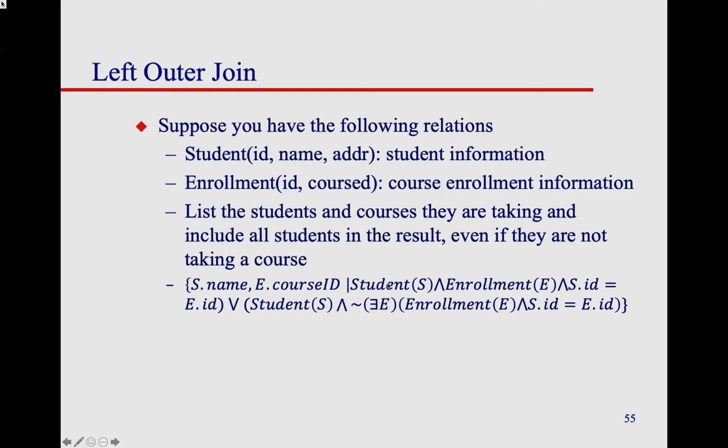So the first one gives you all students that match a tuple in the enrollment relation, thus giving you all students taking a course, then or with all students not taking any course. That gives you a left outer join.